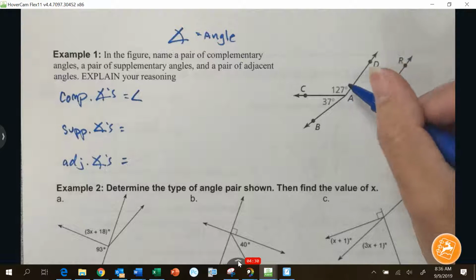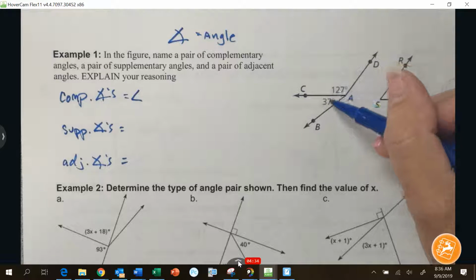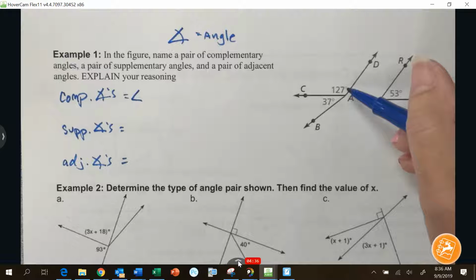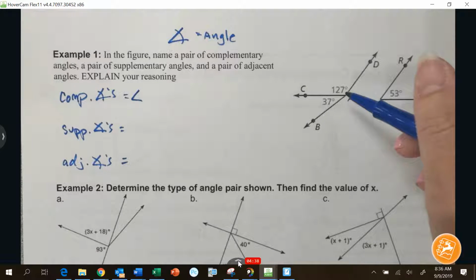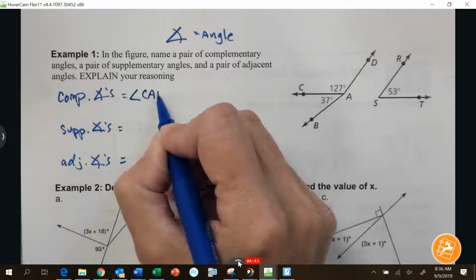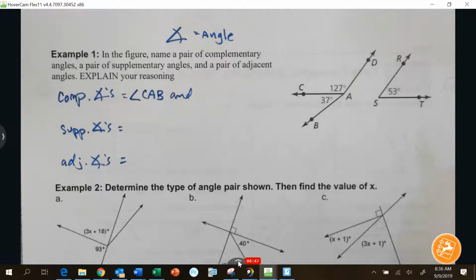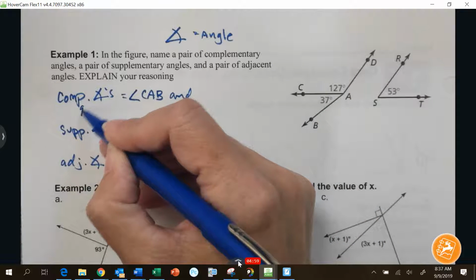Yes, because it could be the 127, it could be the 37, or it could be the 164 if you add them together. Okay, so angle, what did you say? CAB? CAB, and so now that's 37. To make 90, what do we add to it? Austin? What do we add to 37 to make 90? Complementary is 90.